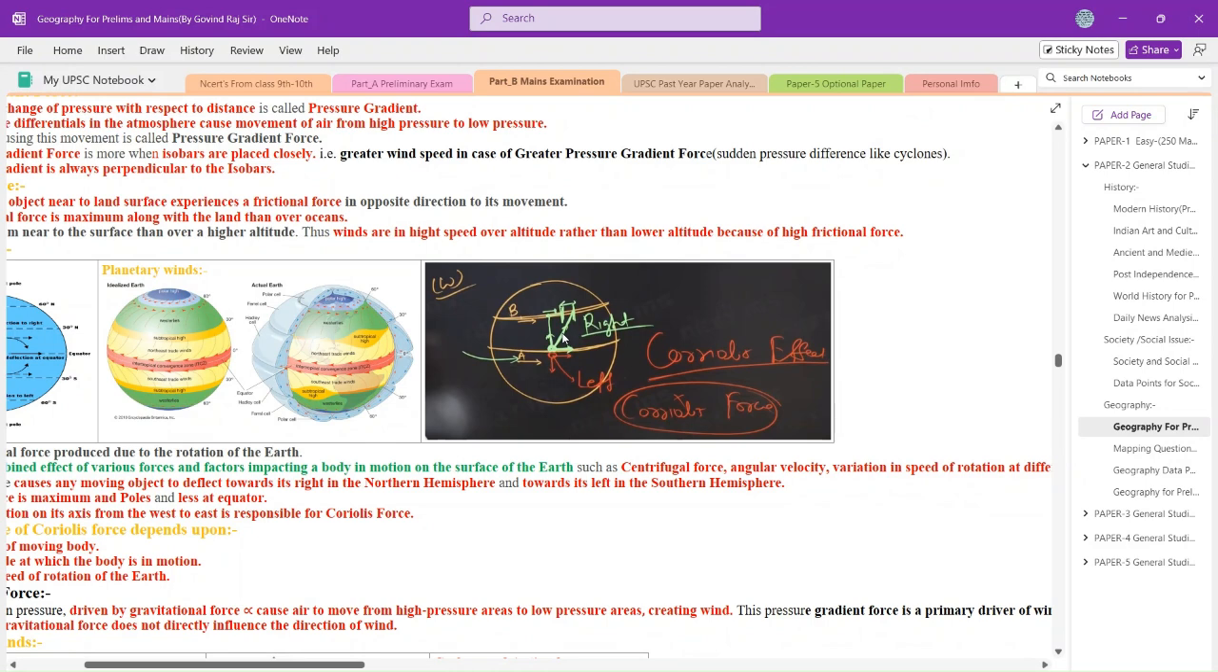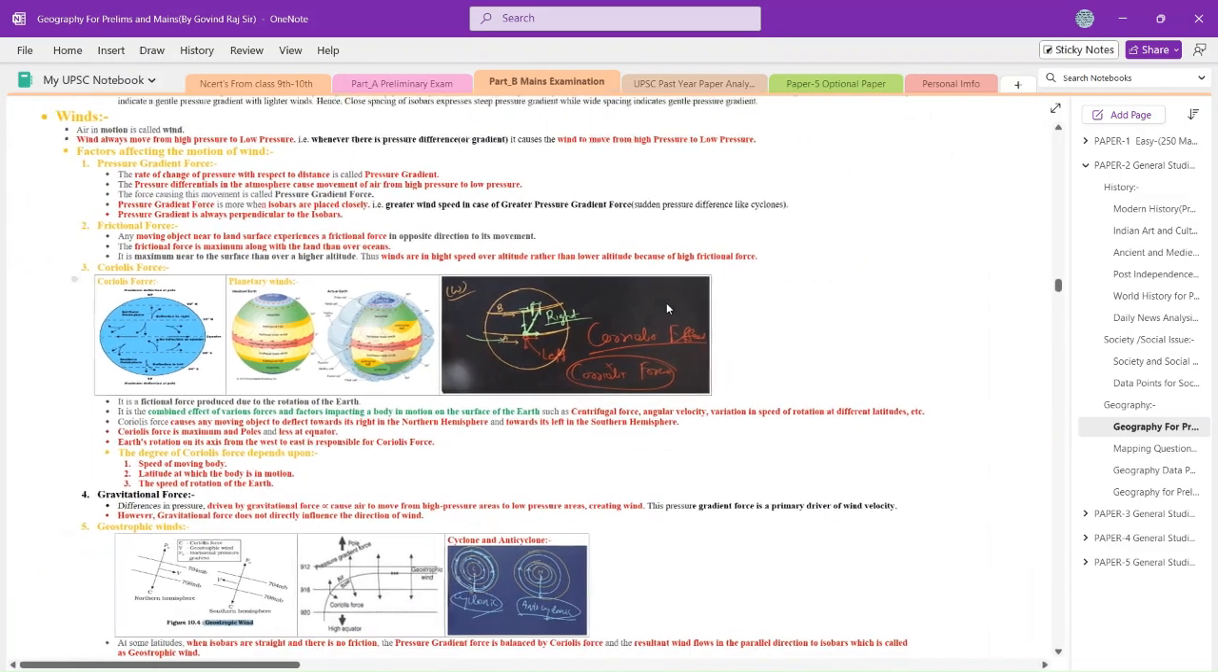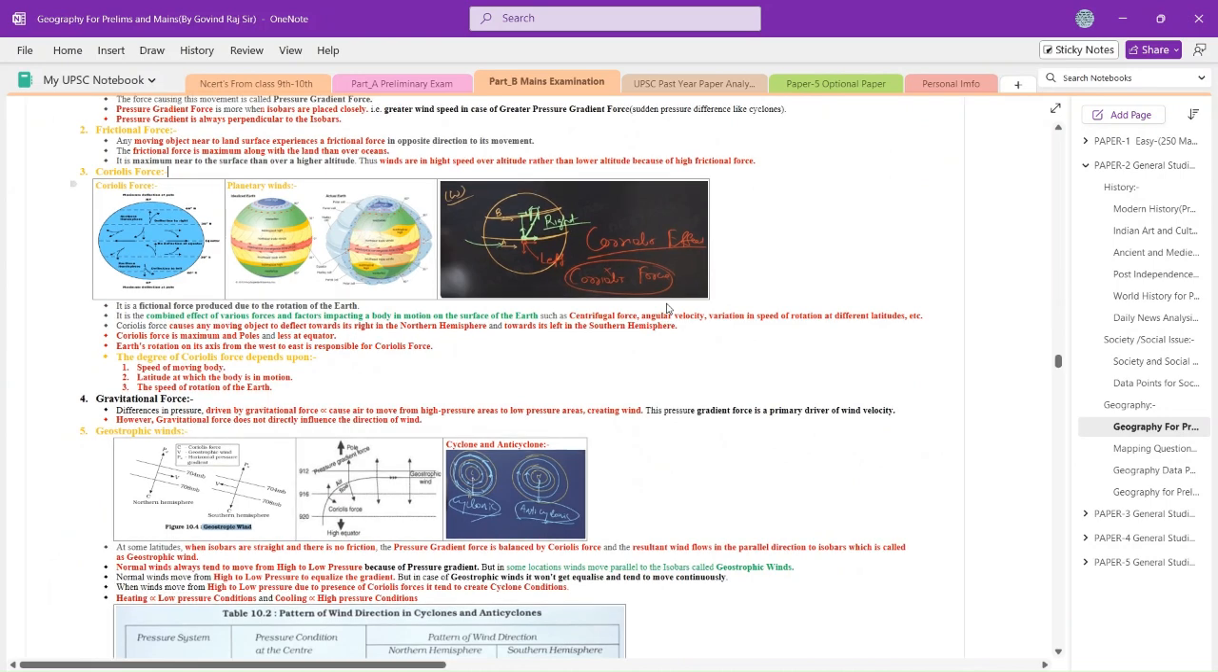Similarly, in that way we can say the winds in the northern hemisphere are moving along the right direction. Similarly, in the southern hemisphere, winds are moving along the left direction. This much you have to know. Simple way, remember it: winds in the northern hemisphere move in the right direction, and winds in the southern hemisphere move in the left direction. That's more than enough; we have to remember that.